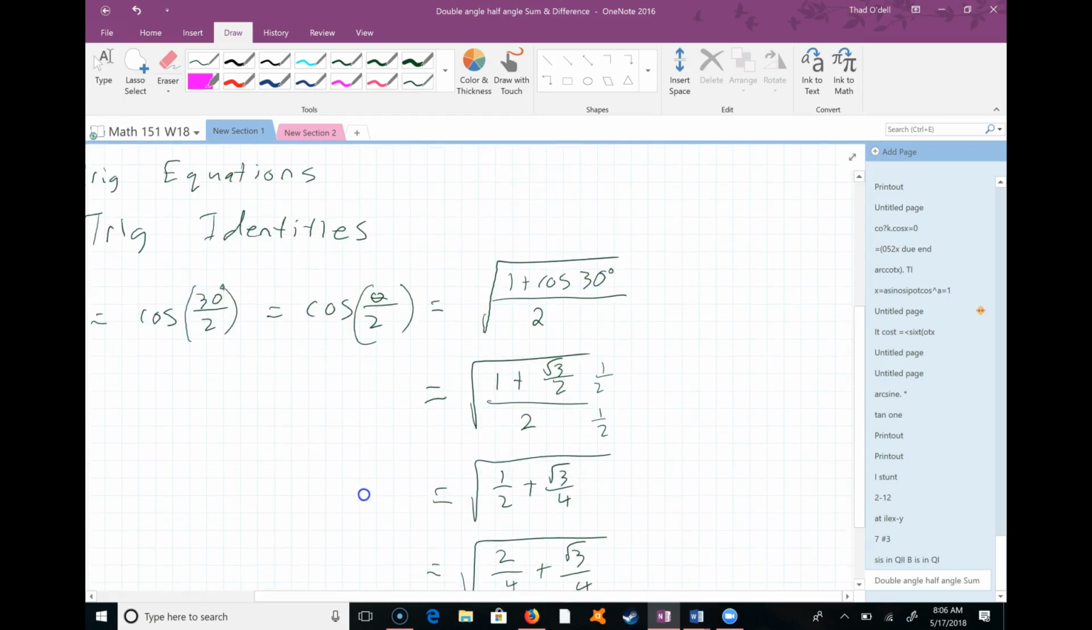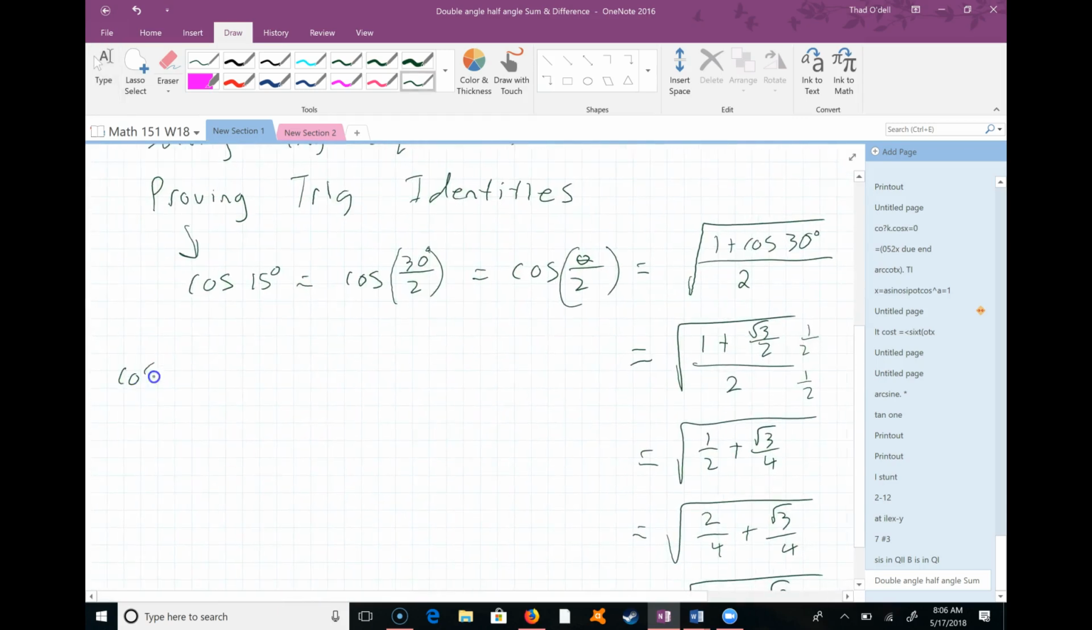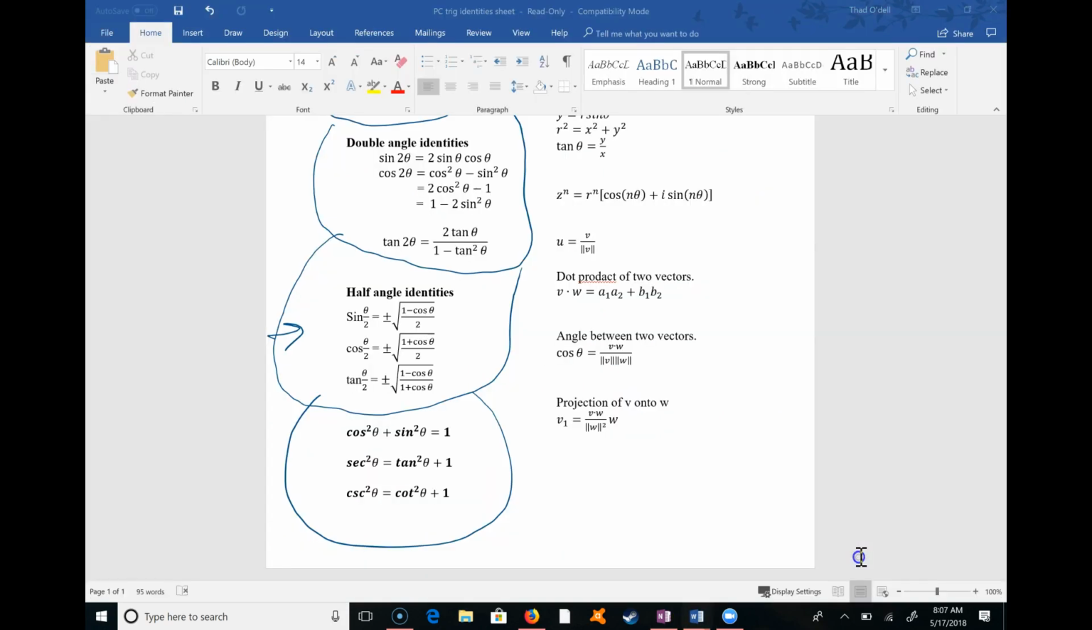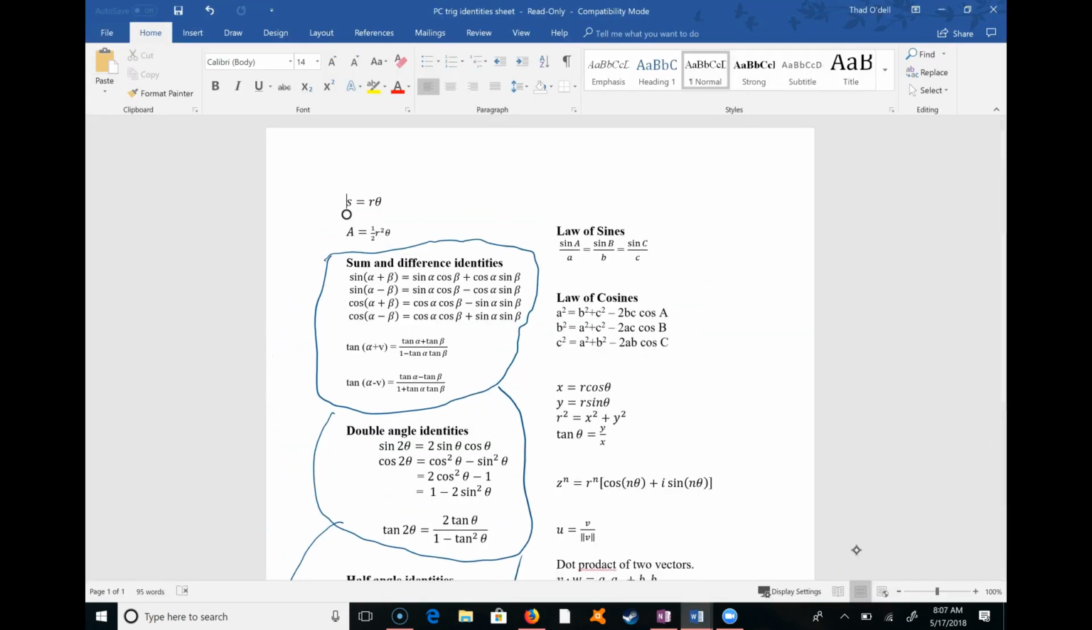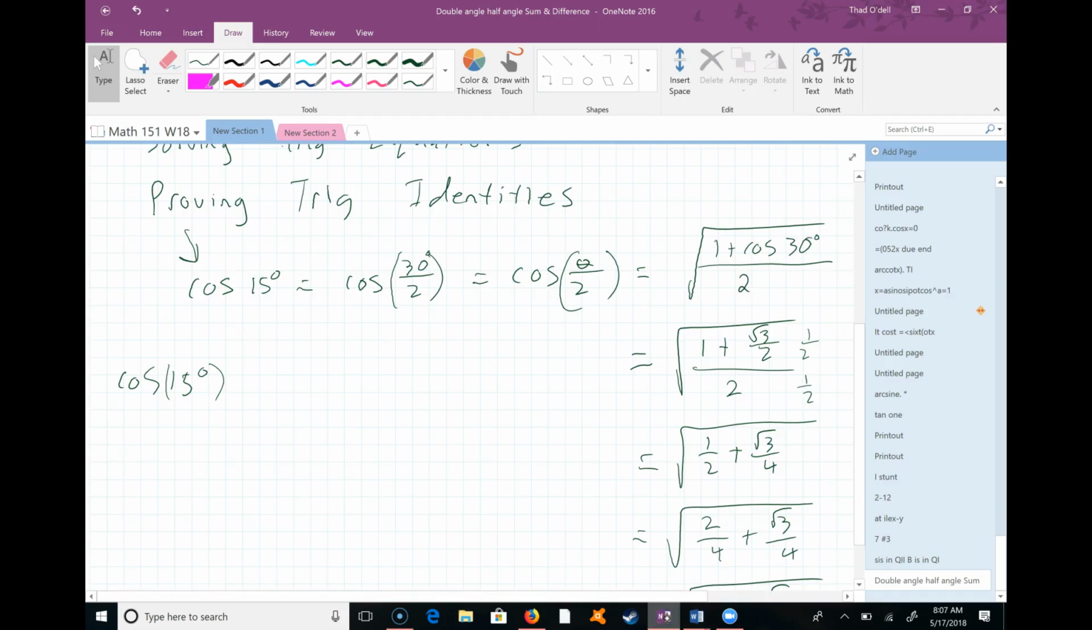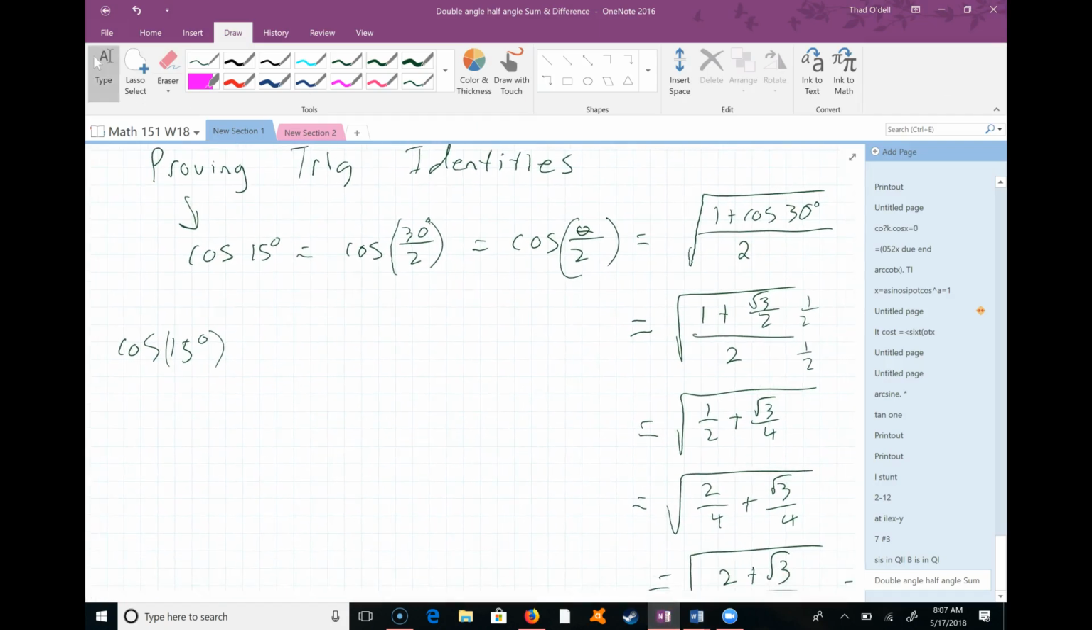But I'm going to go back and look at this problem again from a different perspective. Okay, so let's say that I didn't realize that 15 is half of 30. I know that's a big stretch because that's pretty easy to realize, but let's say instead of thinking about the half angle formula, I'm thinking about the sum and difference formula. If you have a cosine of something plus something, you can rewrite it this way, which looks more complicated, but the problem is right now I have cosine of a non-friendly angle, so I can't do it apart from a calculator.